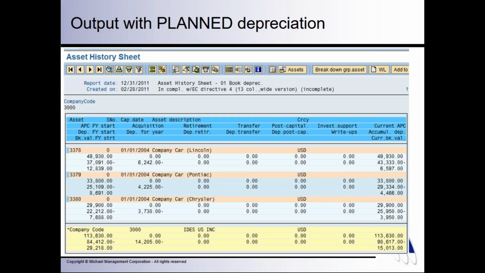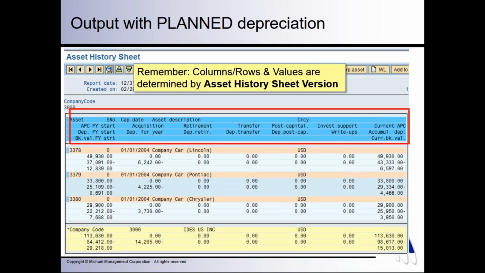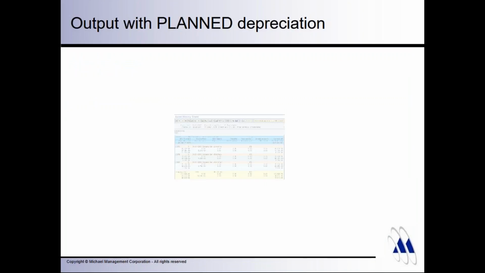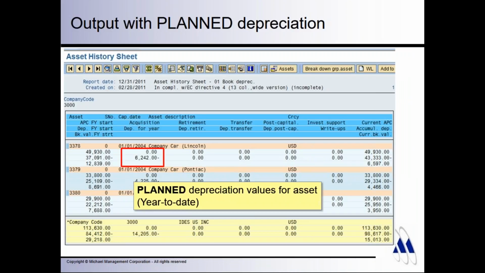Now, remember what I just said about the posted versus planned depreciation, right? So I ran this report with planned depreciation, and I already talked about this here. And here's an asset, and the report says this asset has planned depreciation in the amount of $6,242. All right, sounds good.